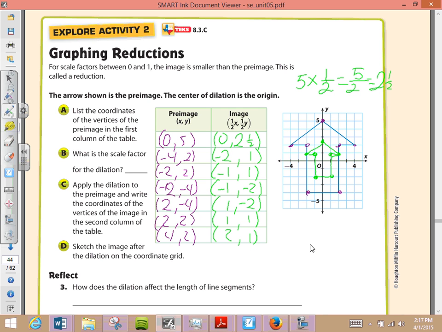There you go. So again, when your scale factor is a fraction, you're actually shrinking the shape. When the scale factor is a whole number or larger, then it's going to expand the shape. Do not forget that.